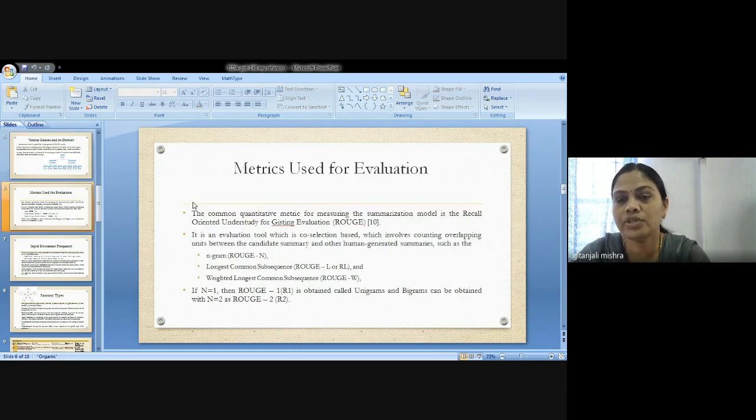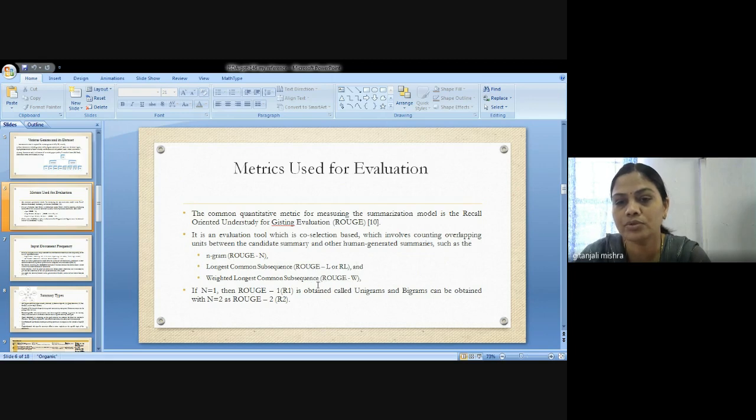So for genres, we use different metrics for evaluation. Most commonly we use the Recall-Oriented Understudy for Gisting Evaluation, that is ROUGE, for the evaluation of the summary. This evaluation is based on the overlapping of words and comparing the candidate text with the human generated summaries. There are different techniques available for ROUGE, like n-gram, then ROUGE-L, and ROUGE-W.